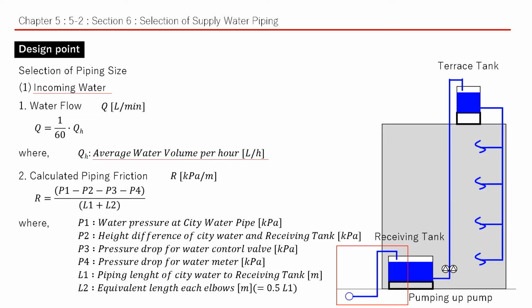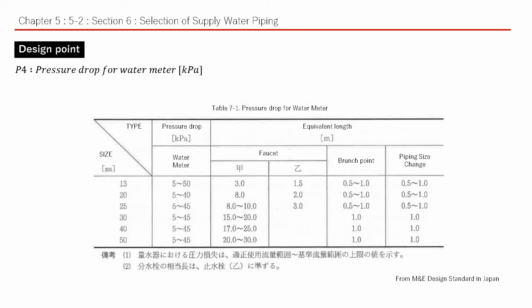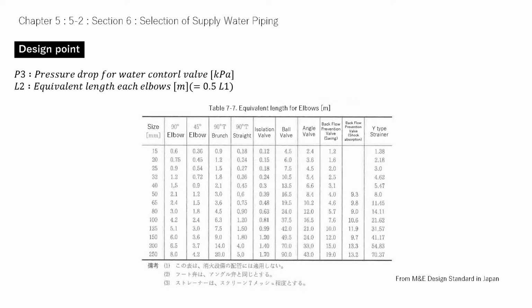First, we will proceed with selection of incoming water piping. Item 1. Water flow to use average water volume per hour. Item 2. Calculate piping friction based on the following parameters. Pressure drop for water meter can be selected from this table. Pressure drop for water control valve, and equivalent length of each elbow. This information can be selected from this table. This table can be used to calculate equivalent length for pump selection also.